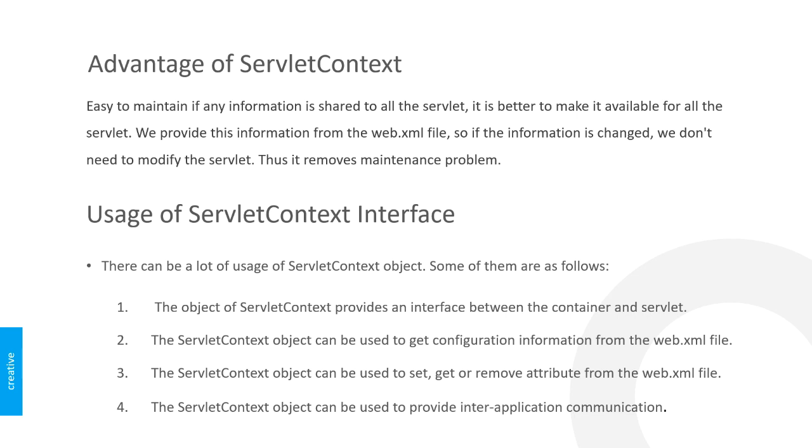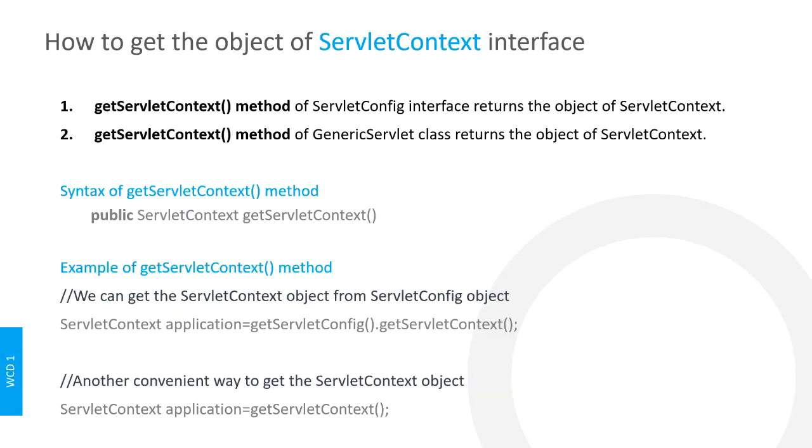The ServletContext object provides an interface between the container and the servlet. The ServletContext object can be used to get configuration information from the web.xml file. It can be used to set, get or remove attributes. It can also be used to provide inter-application communication.